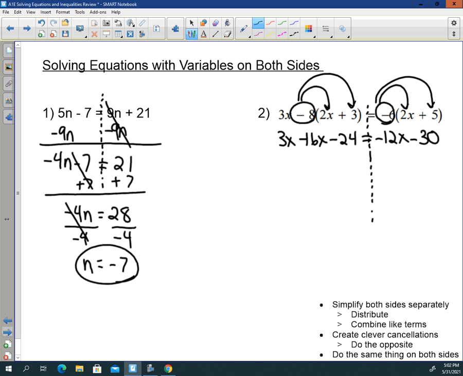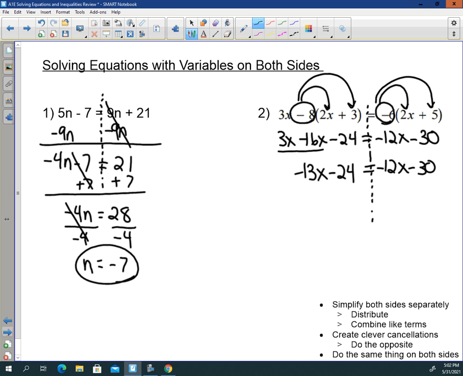All right, now let's check these sides again to see if we're completely simplified. And it looks like we've got some like terms, 3x minus 16x to combine over here. So it's like taking 3 minus 16, and that is negative 13x. And minus 24 stays by itself because there's nobody to combine it with. And on the right side, negative 12x and negative 30 cannot be combined because one has an x and one doesn't. And so we just bring it down.